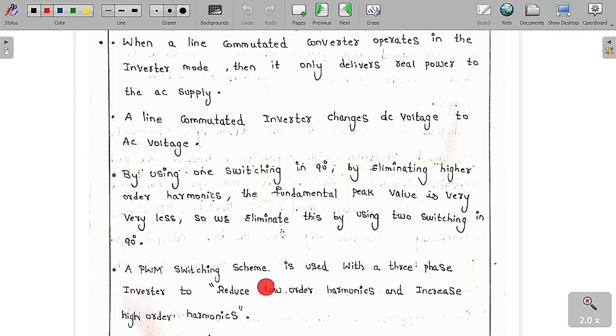A PWM switching scheme is used with a three-phase inverter to reduce lower order harmonics and increase the higher order harmonics. So with the help of PWM, we can decrease the lower order harmonics and increase the higher order harmonics. Or simply we can say that, with the help of PWM, we can eliminate whatever frequency we want. Whatever harmonic frequency we don't want, we can easily eliminate with the help of PWM switching.